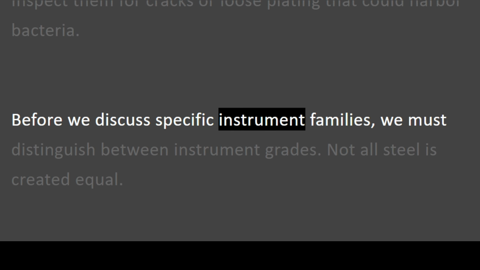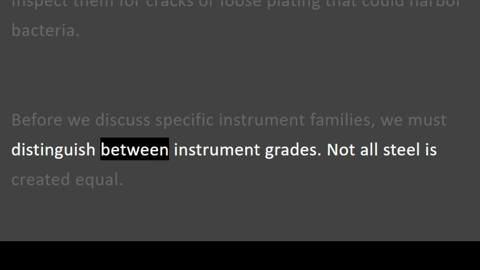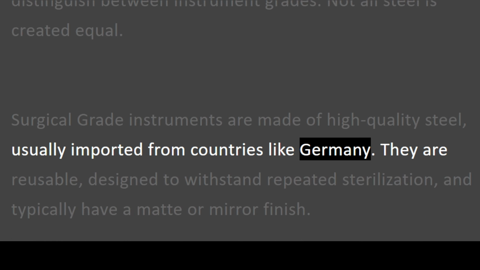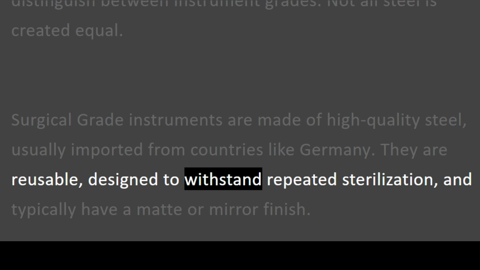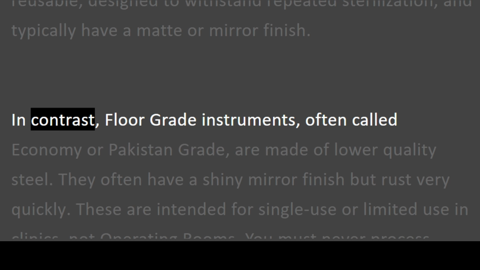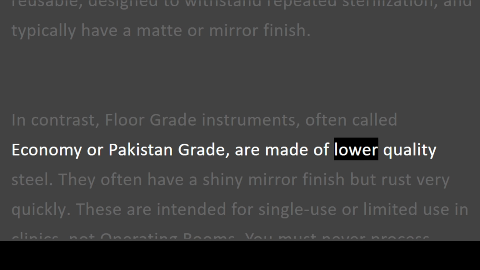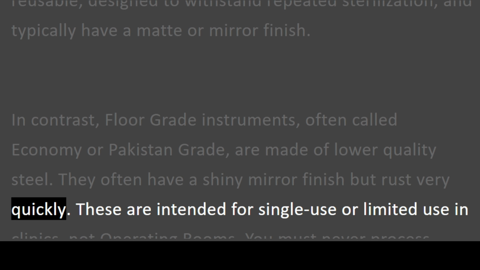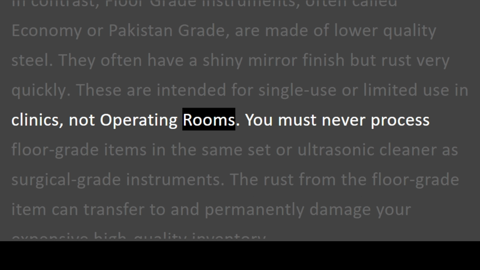Before we discuss specific instrument families, we must distinguish between instrument grades. Not all steel is created equal. Surgical-grade instruments are made of high-quality steel, usually imported from countries like Germany. They are reusable, designed to withstand repeated sterilization, and typically have a matte or mirror finish. In contrast, floor-grade instruments, often called economy or Pakistan grade, are made of lower-quality steel. They often have a shiny mirror finish but rust very quickly. These are intended for single-use or limited use in clinics, not operating rooms.